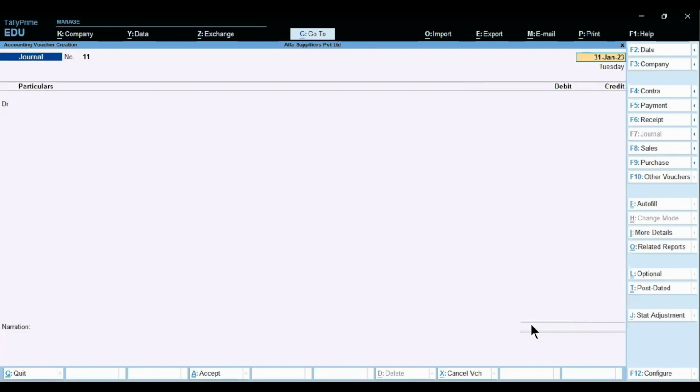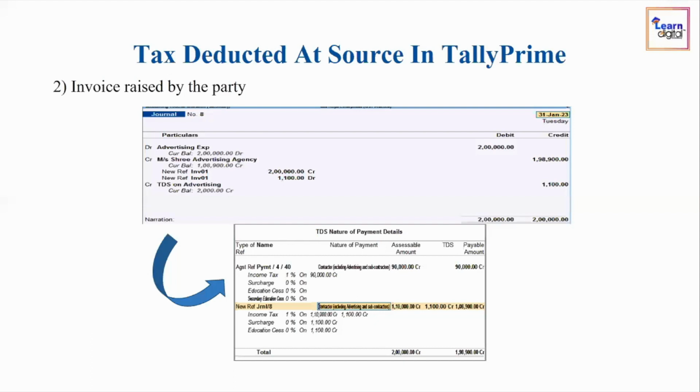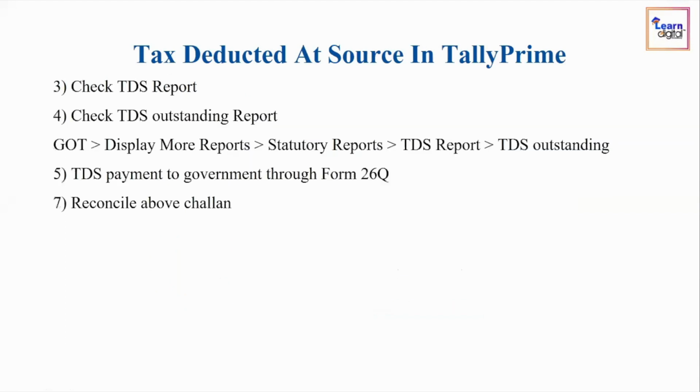So this is how we have entered the invoice raised by the party. I have given the screenshot of both the screens, that is JV and as well as the TDS nature of payments. And here press OK. We'll go to the next part.